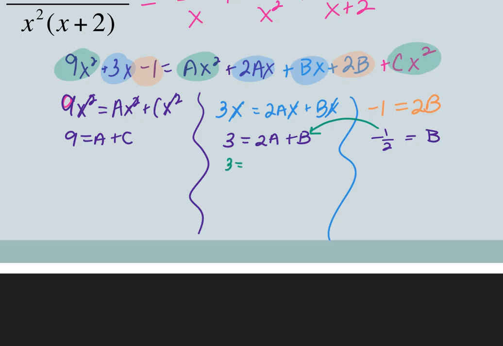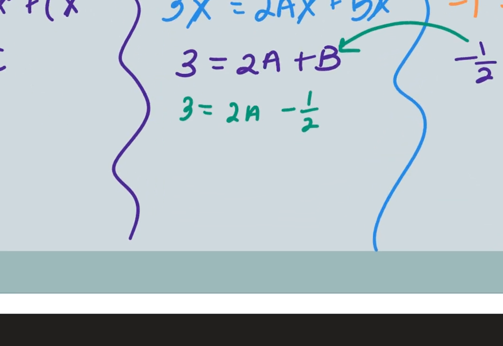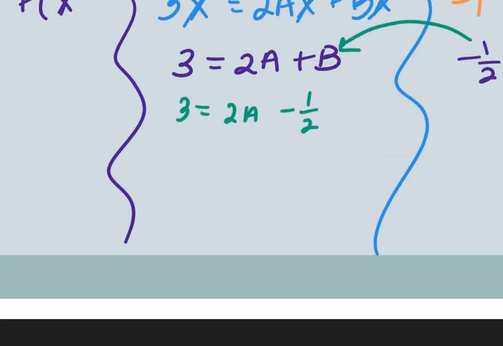So 3 equals 2a minus 1/2. And I have two choices. Multiply everything by 2 to get rid of the fraction, or work with the fraction. How you choose to move forward is up to you. But if I multiply everything by 2, I get 6 equals 4a minus 1. Add the 1. 7 equals 4a. Divide by 4. A equals 7/4.